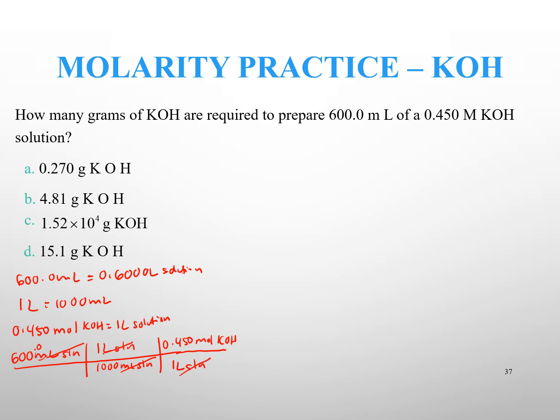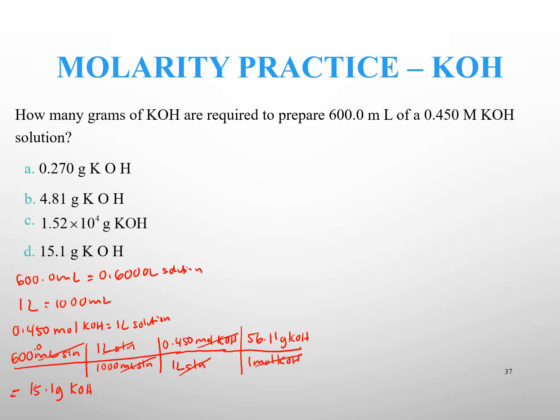My answer is moles of KOH, but I really need grams of KOH. So you know that the molar mass of KOH is 1 mole of KOH weighs 56.11 grams. And that should give us our answer once you calculate that. Okay, so let's see what we get. And you should get like 15.1 grams.